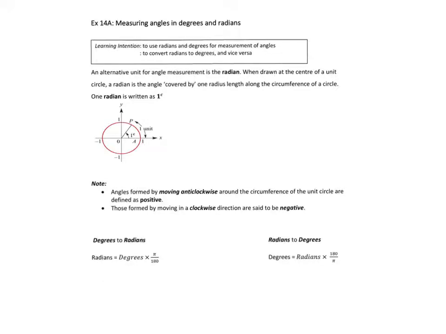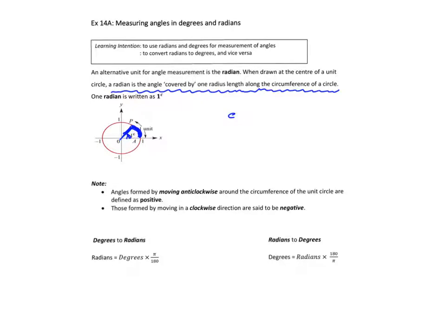What is a radian? Well, not that it's going to be that important to your working out, but here is the definition of a radian. A radian is the angle covered by one radius length along the circumference of a circle. So one radius length along the circumference there is considered to be the angle of 1 radian. So radian and degrees, you can see there that the symbol we use for radian is a little c.